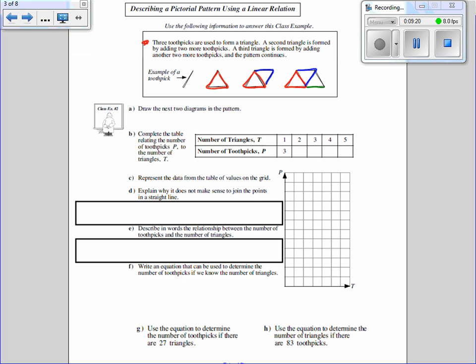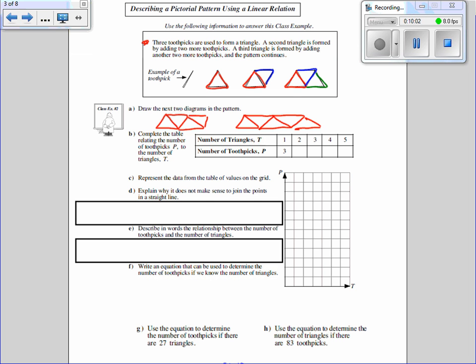So the question here is to draw the next diagrams in the pattern. Well, our next diagrams in the pattern would be simple. We would take what we already have, and we would add 2 more toothpicks to get 1 more triangle. The next pattern would be the same thing we just did, but we would add 2 more toothpicks. And you see that for every 2 toothpicks we add, we're gaining 1 triangle.